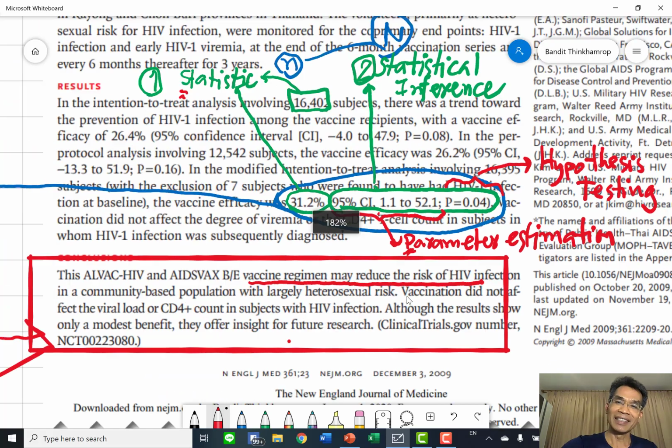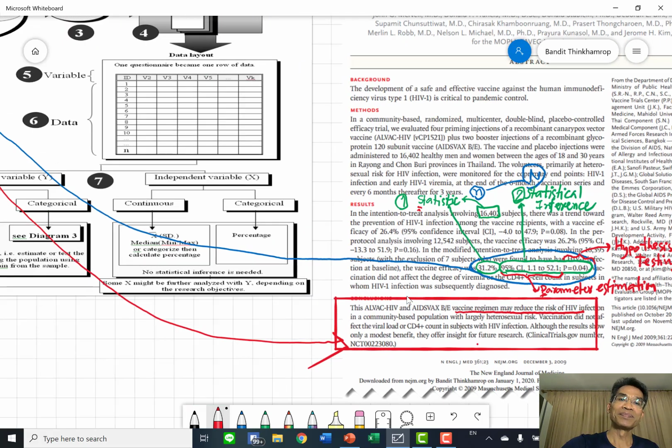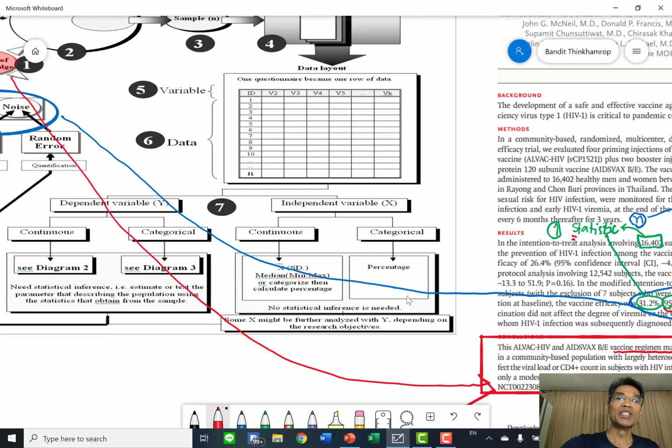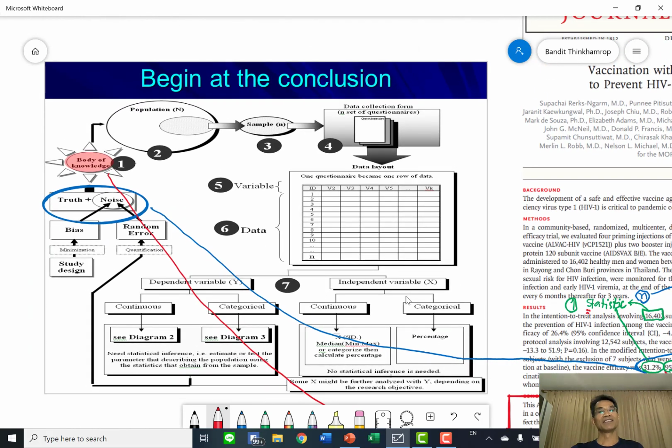Just that for now. We will continue in the next episode about the remaining steps in the research where statistics can play a role.